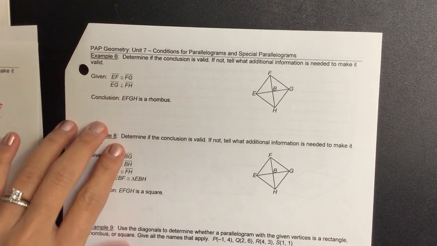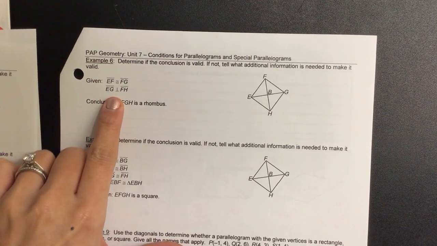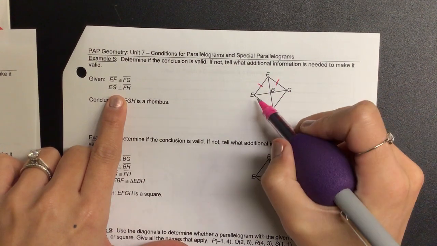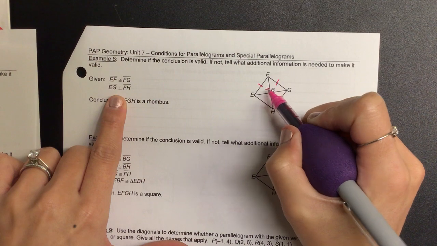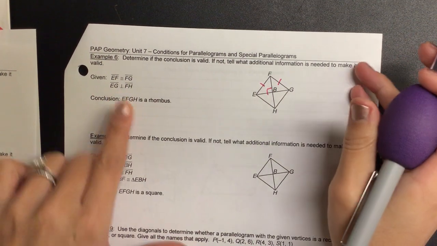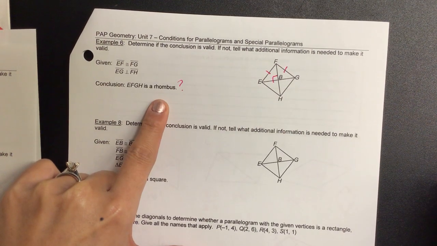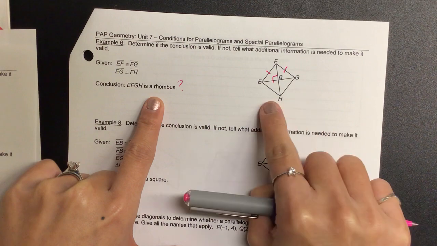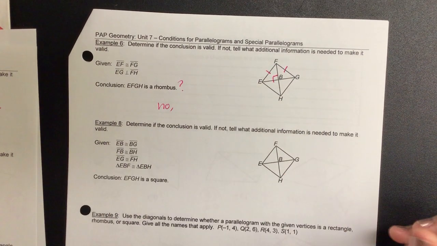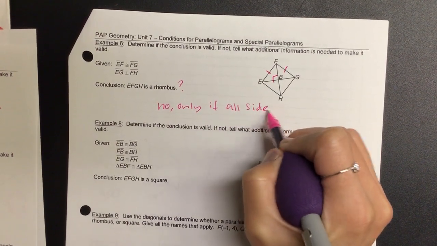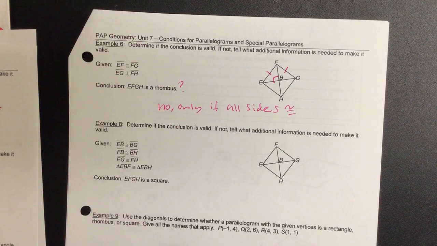How many items are given on example number 6? 2 things. So let's notate. EF is congruent to FG. And then it says EG is perpendicular to FH. So just by looking at this, could we say it is a rhombus? What is missing about the rhombus? That all sides must be? Was that mentioned? So we know this one is going to be no. And let's reason. Only if all sides are congruent. And right now it's only stating the adjacent pieces are congruent, and that's it.